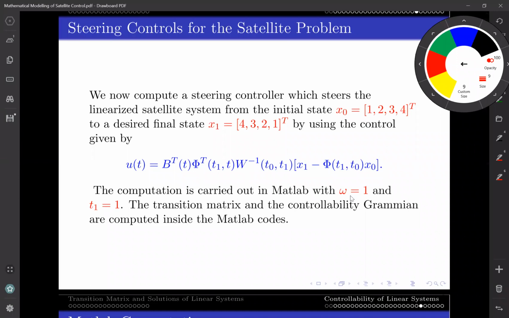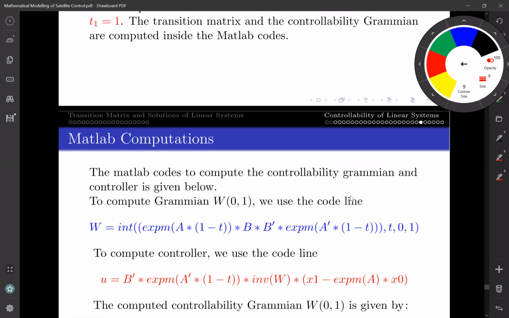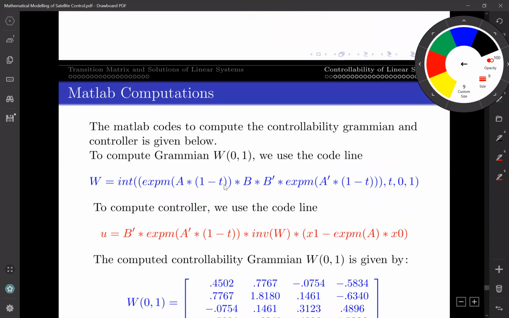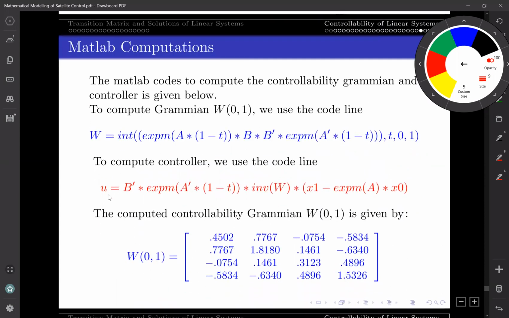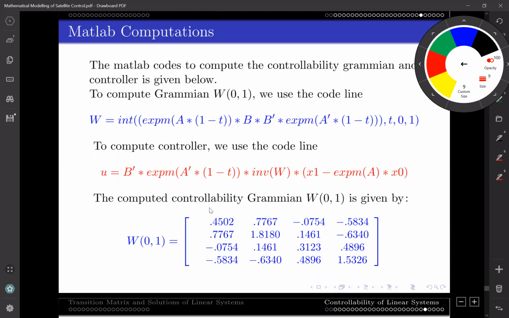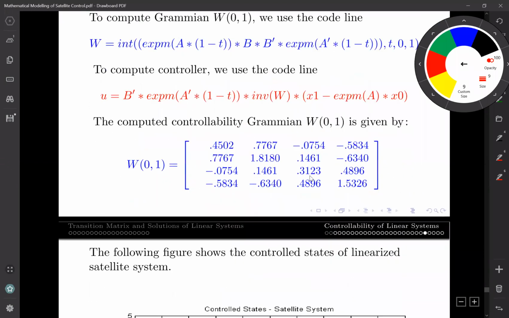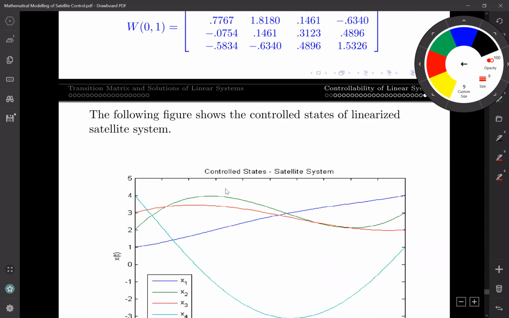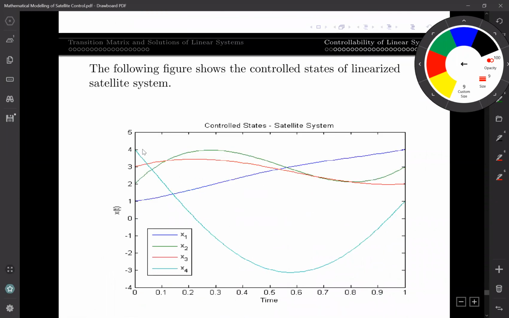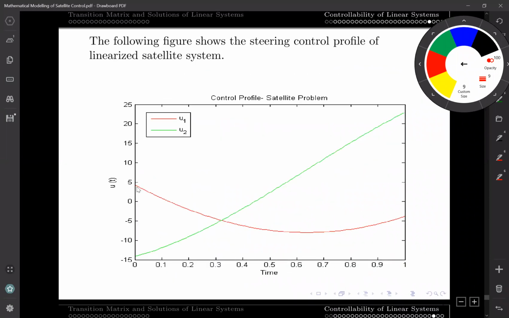then in that case, you can have a MATLAB code. In MATLAB, you can compute W, the controllability Gramian. This is the MATLAB code, and U is the controller. Just apply the formula, and the controllability Gramian is this one. This is non-singular, and this tells you that 1, 2, 3, 4 is mapping into 4, 3, 2, 1. So this is the movement, how the states are moving. And the corresponding controllers, this is U1 and U2. These are the corresponding steering controllers.